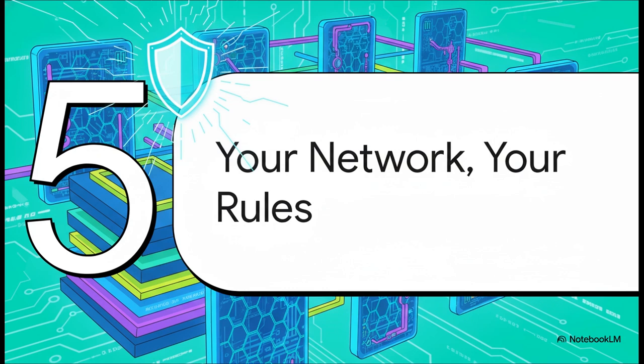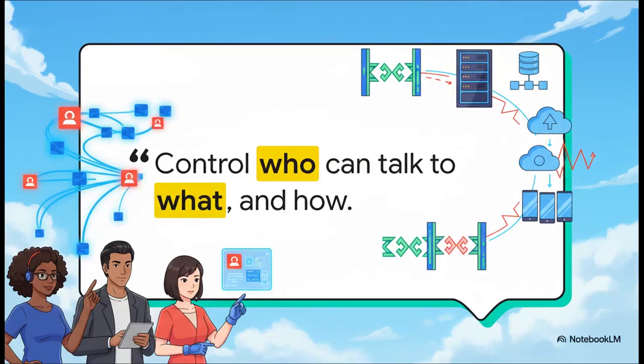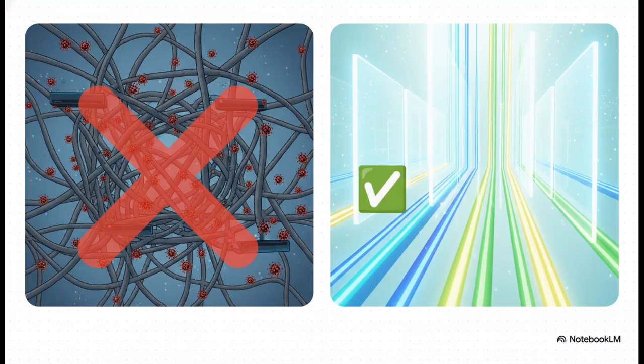Okay, let's pull all this together. What this is really about is taking back control. It's your network, so you get to make the rules. And if you only remember one thing from all of this, let it be this mantra. The entire philosophy boils down to this. You control who can talk to what, and how. You're the architect. You're the one setting the rules of engagement. This is the big transformation. You're going from a network that's just wide open and vulnerable by default to one that is controlled, contained, and secure by its very design.